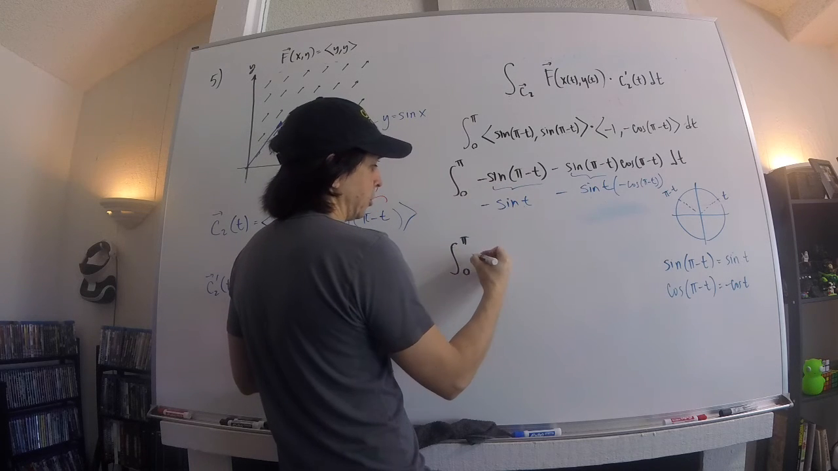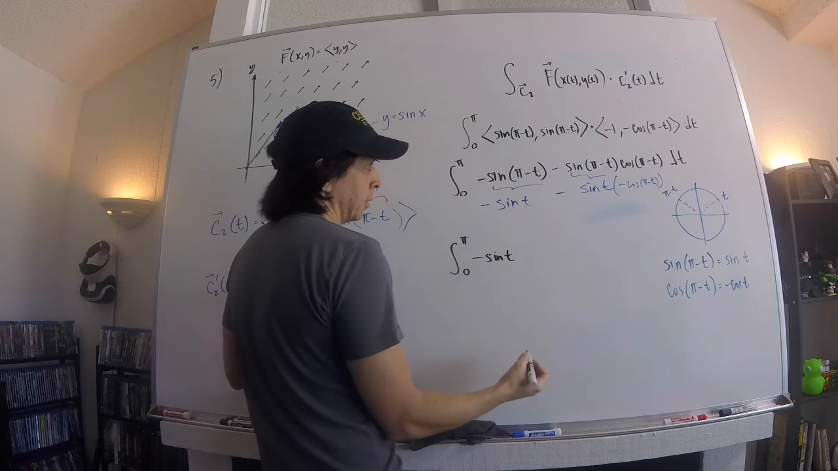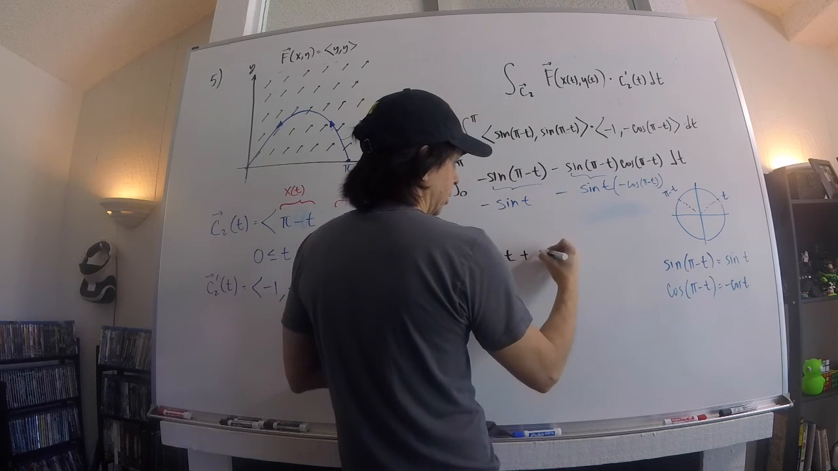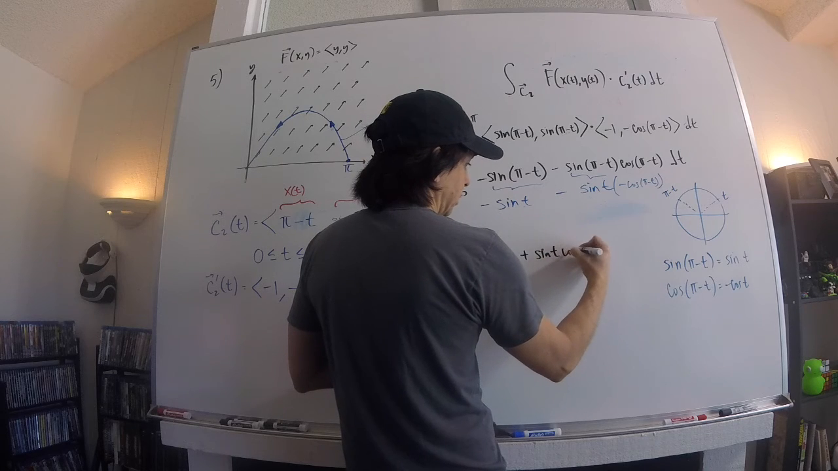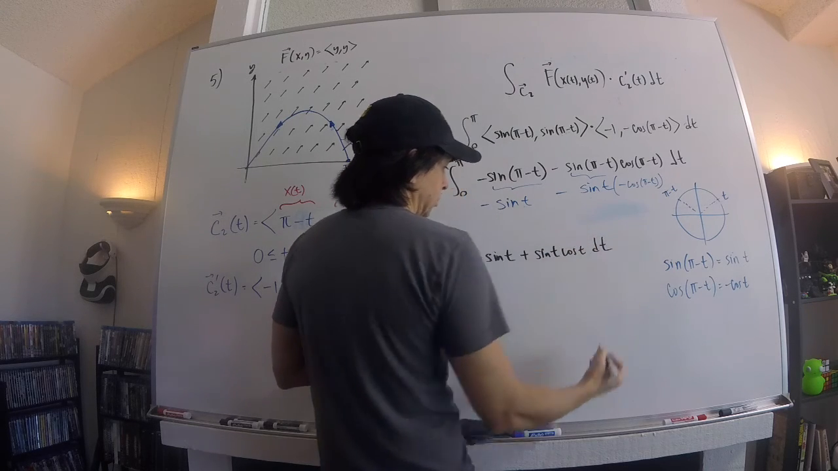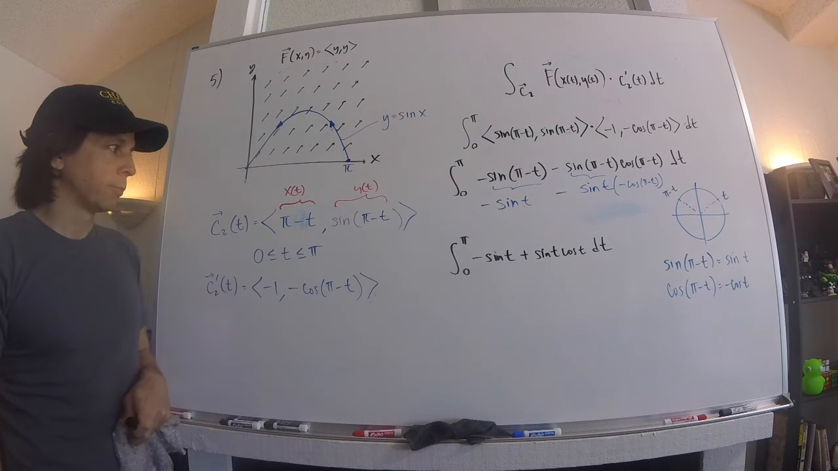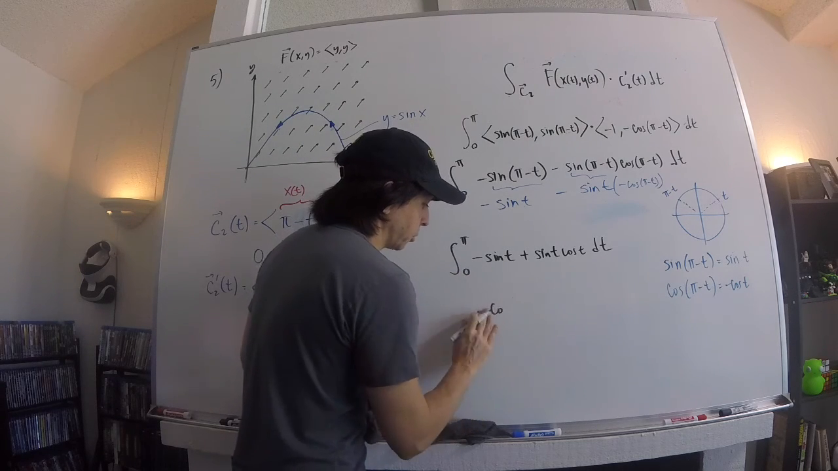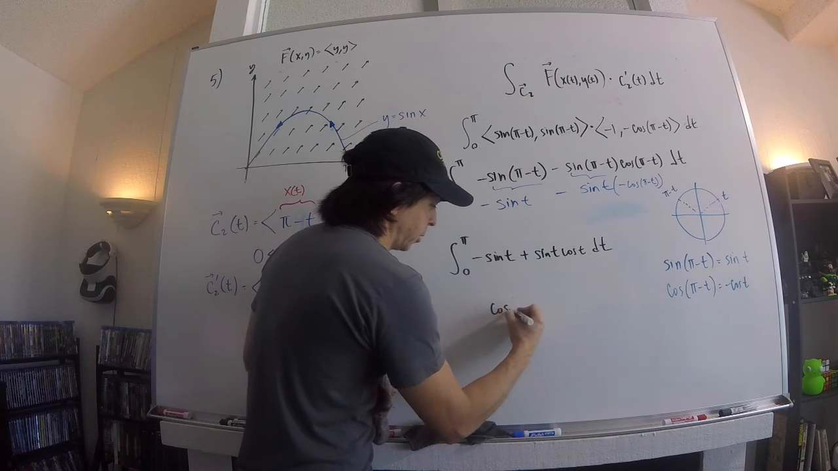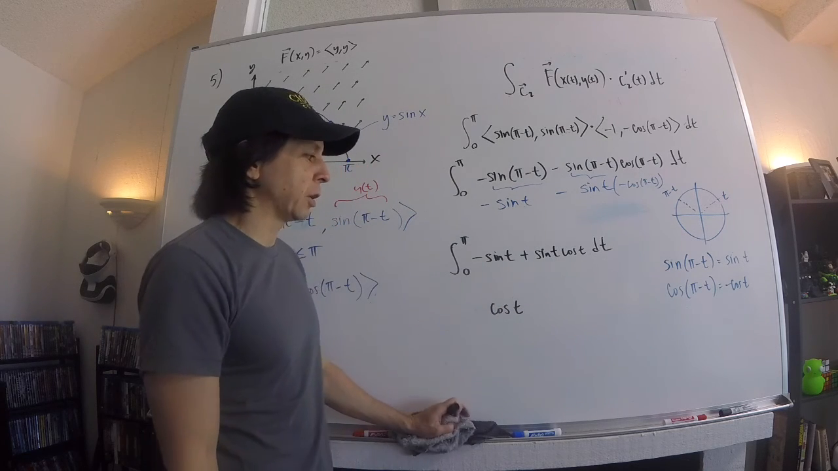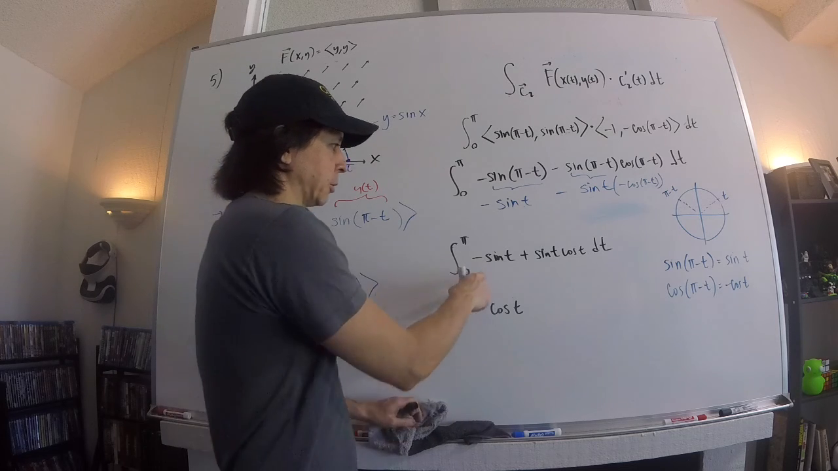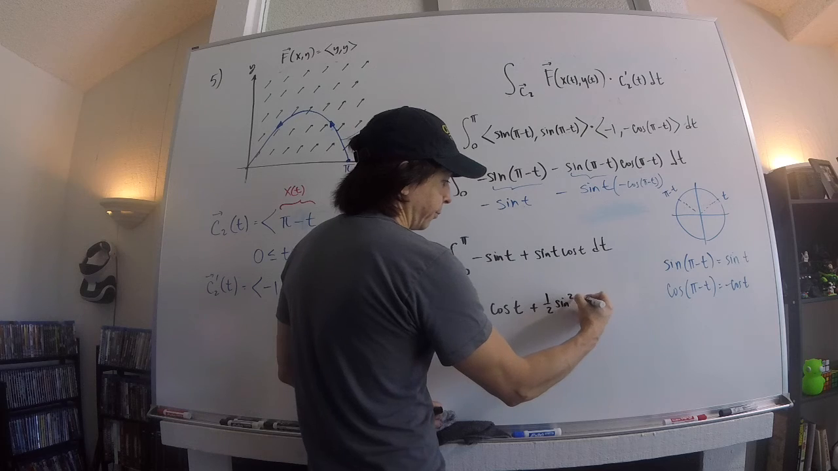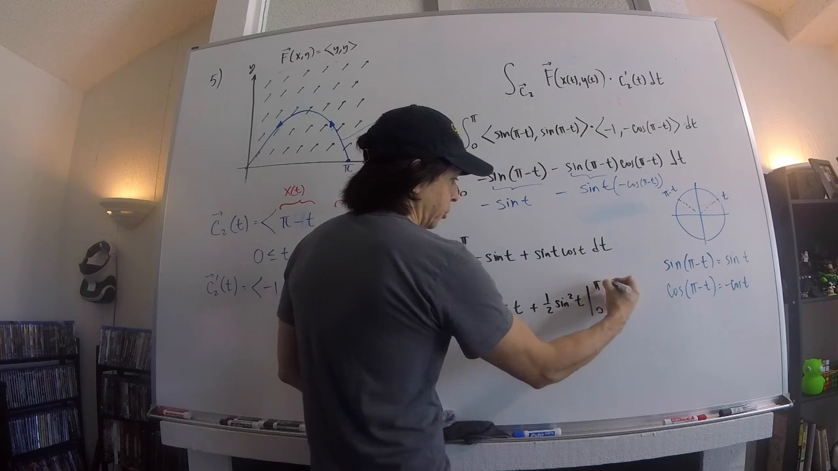I have negative sine of pi minus t, that's negative sine of t. This stays as negative sine, but I multiply by that negative cosine, so it's going to be plus. So I'm going to get plus sine t cosine t. That's my integral. Okay, the antiderivative is negative cosine, and with that negative it makes it positive cosine, plus 1/2 sine squared again, evaluated from 0 to pi.